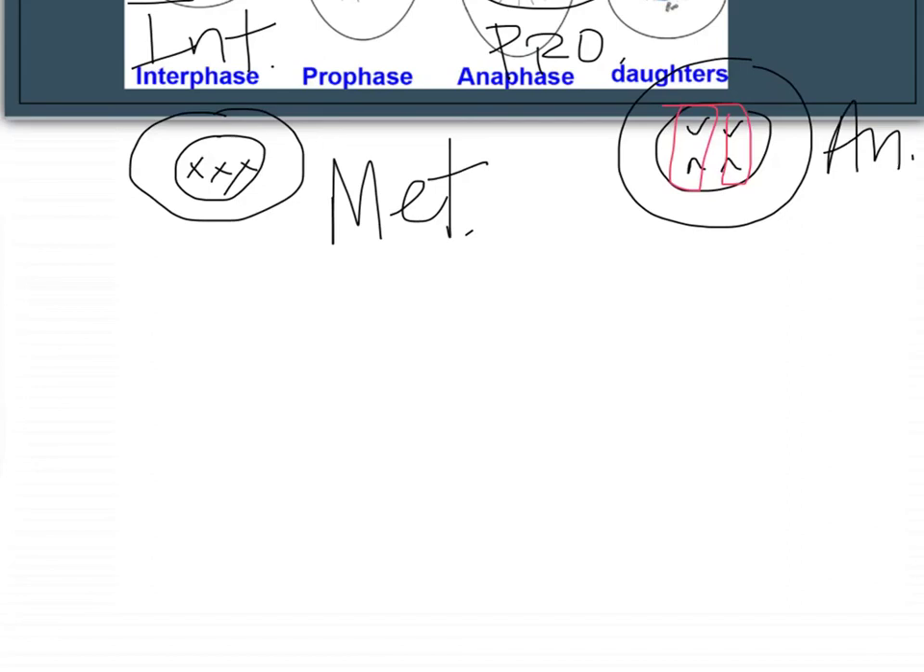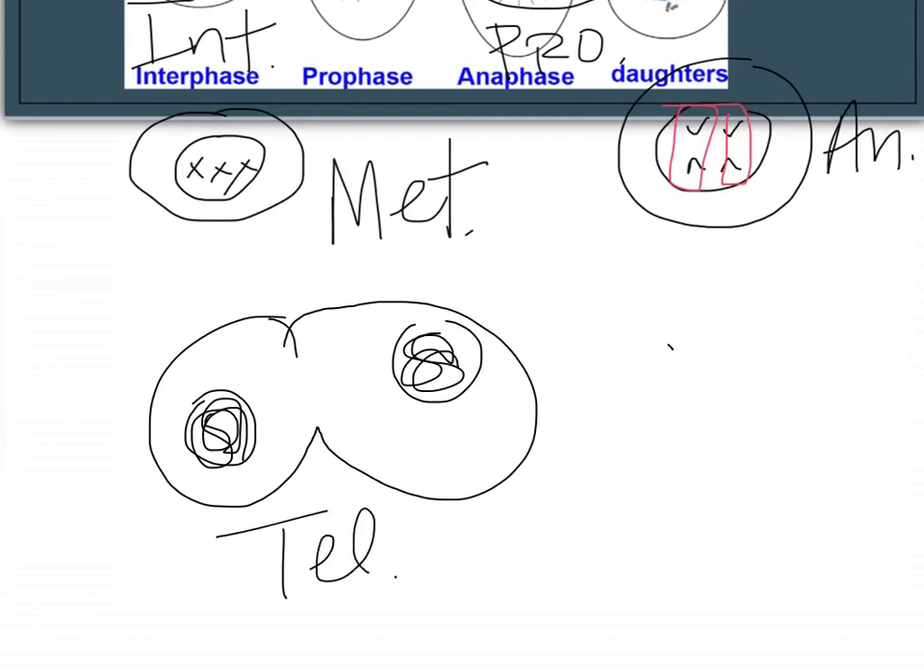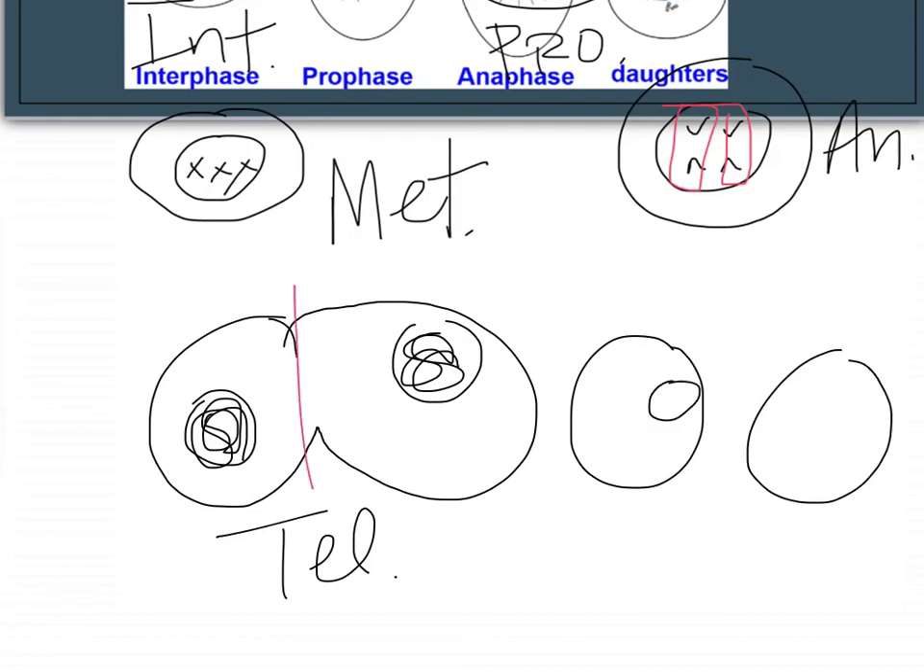Next up, we have telophase. There's almost like two separate nuclei, and the DNA is going to go back to looking like a bowl of spaghetti. That's telophase. And finally is cytokinesis, the division of the cytoplasm. It's basically like this gets cut in half, and now we have two separate cells. And that is how cells divide.